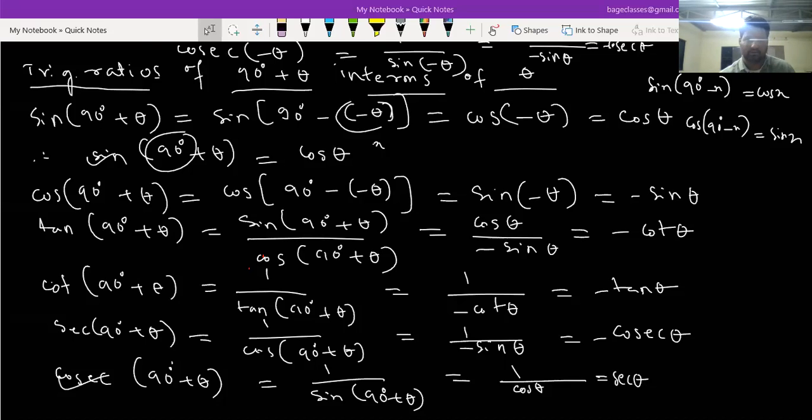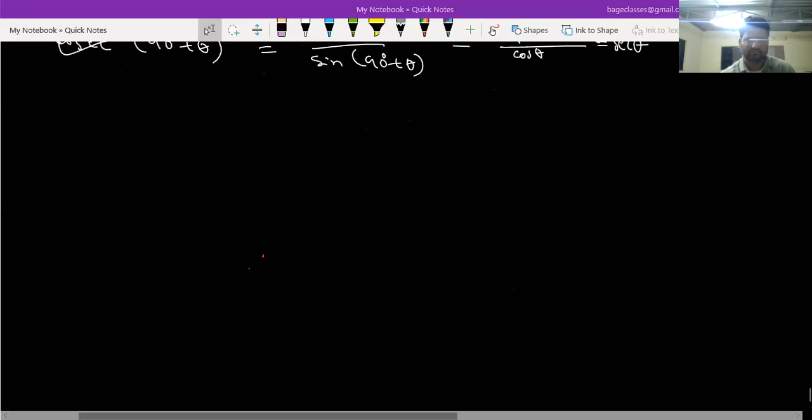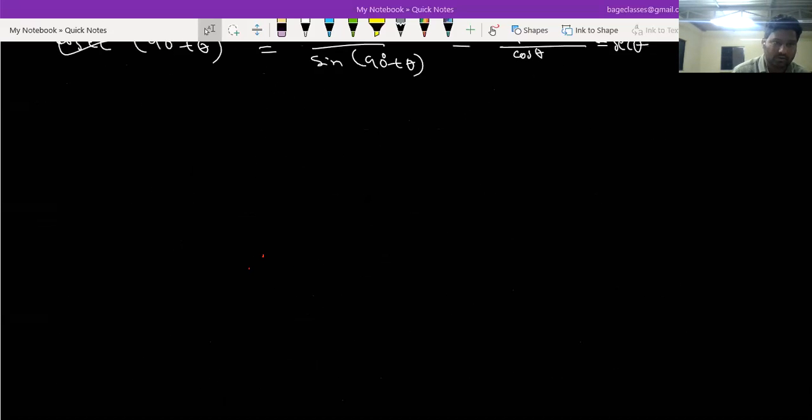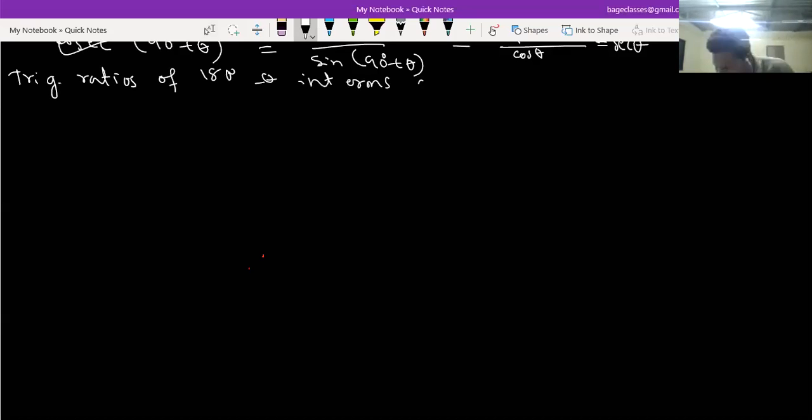So now we go to the next one. Trigonometric ratios of 180 minus theta in terms of theta. Trigonometric ratios of 180 minus theta in terms of theta.